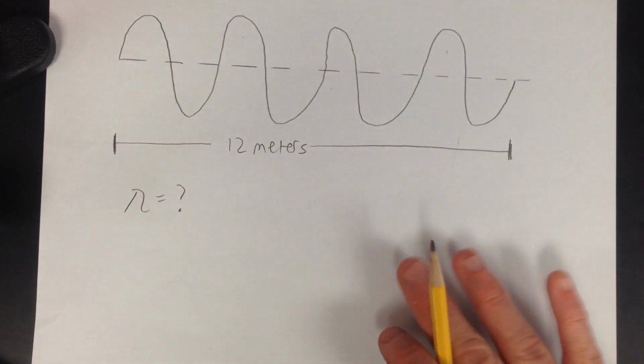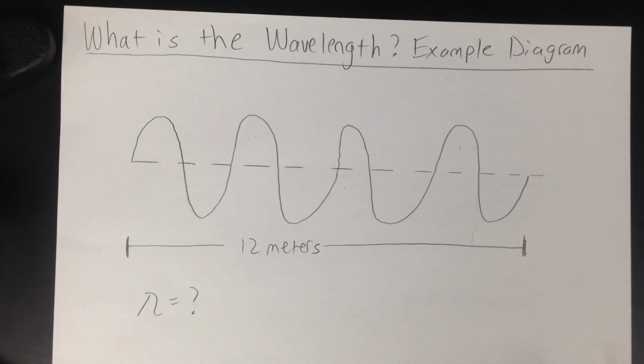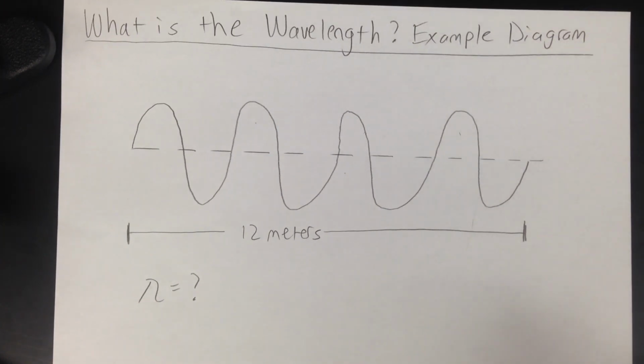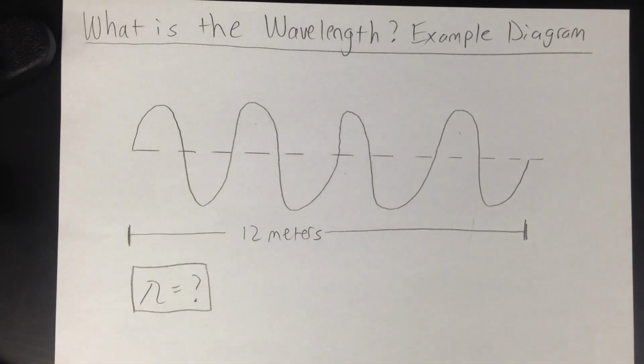Alright. Now here's an example problem where I'm going to ask you, what is the wavelength in this diagram? I drew many waves here, and I said the length of this picture is 12 meters. Alright, and I'm asking you, what is the wavelength? That's the question. Alright.